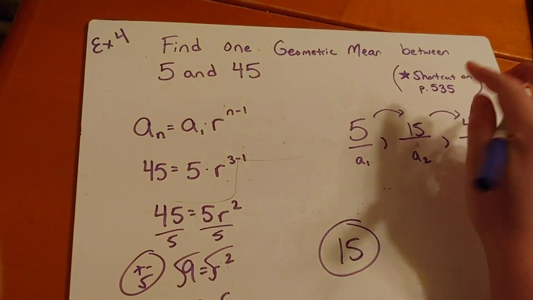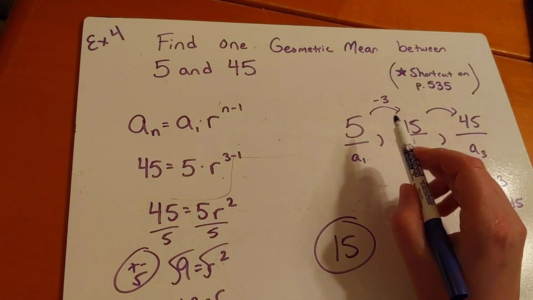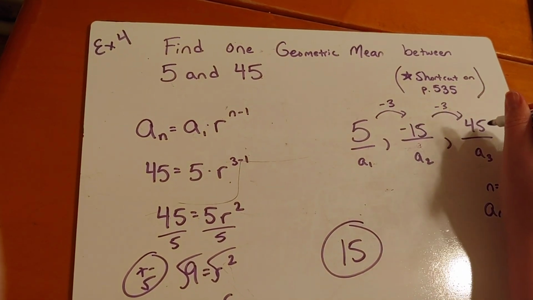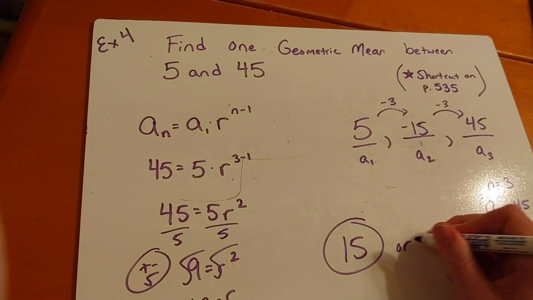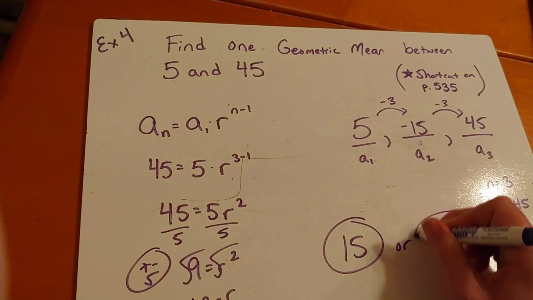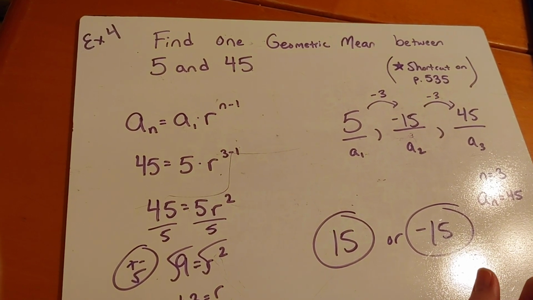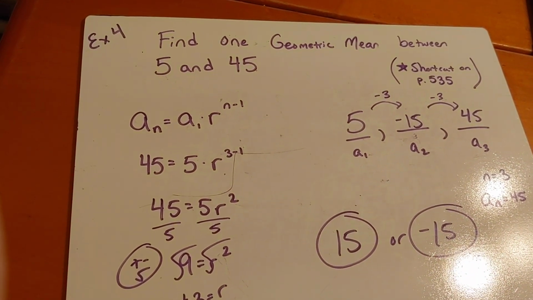If you decide that you want to use -3, 5 times -3 is -15, times -3 is 45. So you may get 15 or -15 as your answer. You don't have to give me both. You can pick one or the other is fine. All right, let me give you a couple problems to try on your own.